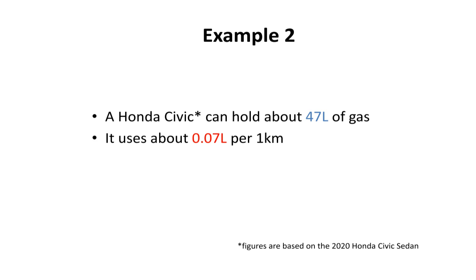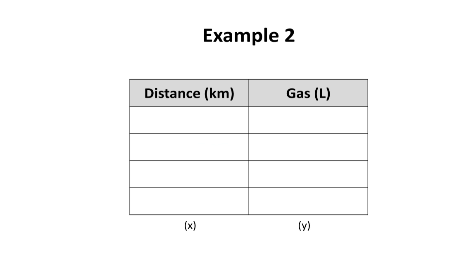In our second example, a Honda Civic can hold about 47 liters of gas. It uses about 0.07 liters of gas per 1 kilometer. Let's represent this information with a table of values. If you've driven 0 kilometers, you still have a full tank of gas, which is 47 liters.